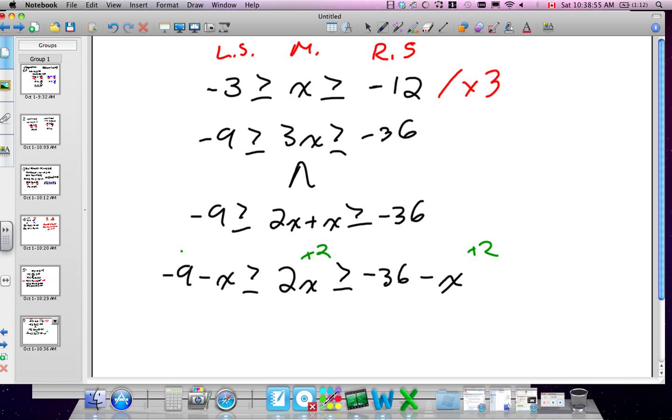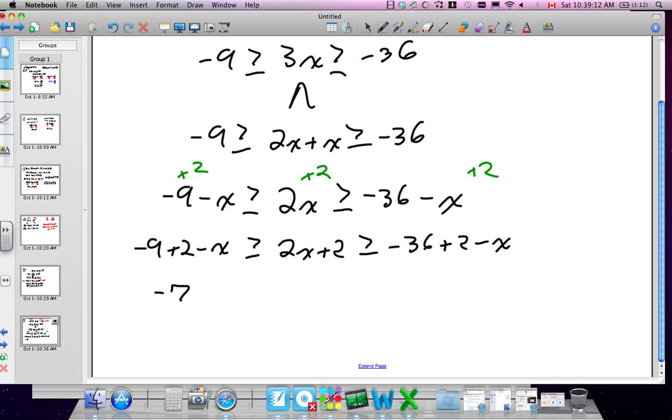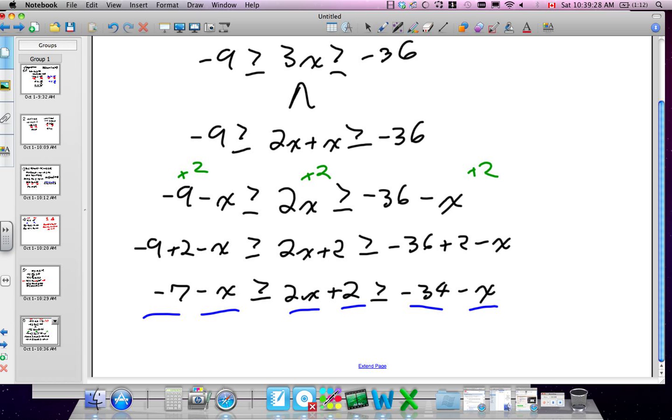So I now have negative 9 plus 2 minus x less than or equal to 2x plus 2 less than or equal to negative 36 plus 2 minus x, and I'm just going to have to simplify the outsides of the inequality. Negative 7 minus x less than or equal to 2x plus 2 less than or equal to negative 34 minus x. Okay, so here's an inequality where I have a variable and constant on all three parts. And then it can be simplified way back to the original inequality that we started.